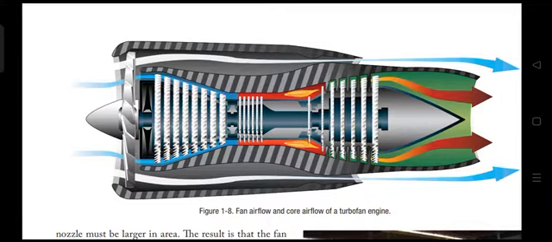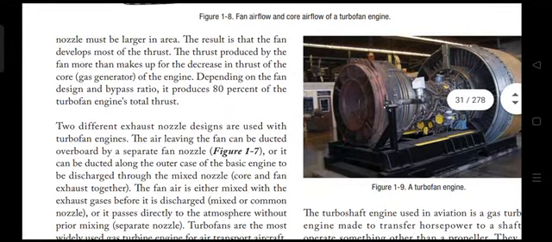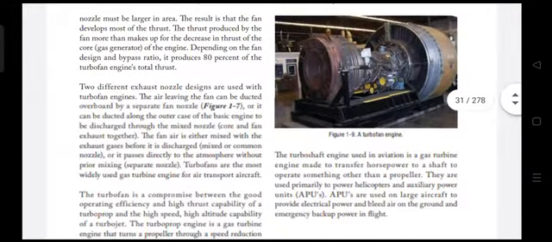and that is the reason this particular air is called bypass air, and it is about 80% thrust producing. It means this is basically responsible for producing about 80% of thrust in modern engines. So that is called the bypass air. It is basically the air that is bypassing the core engine.